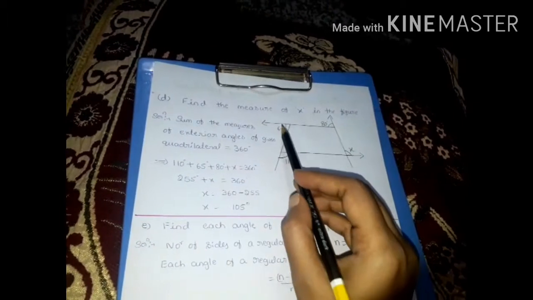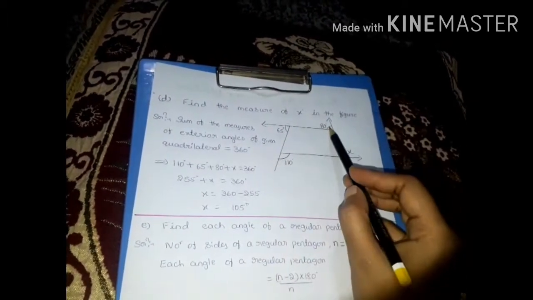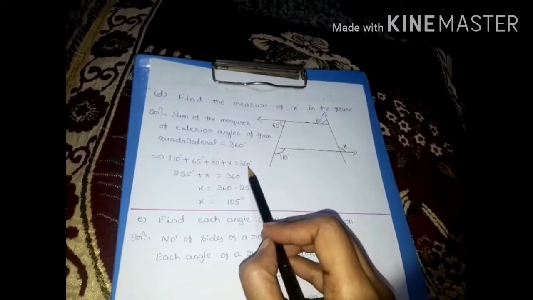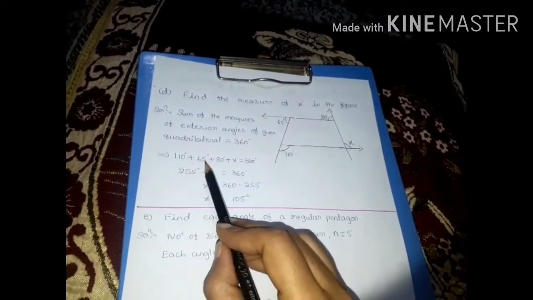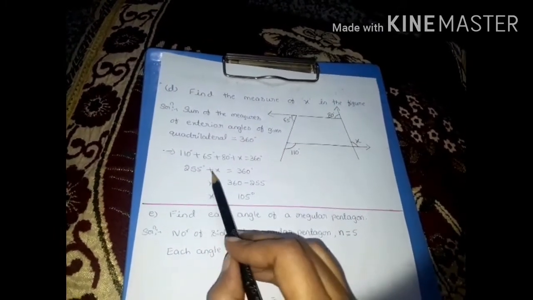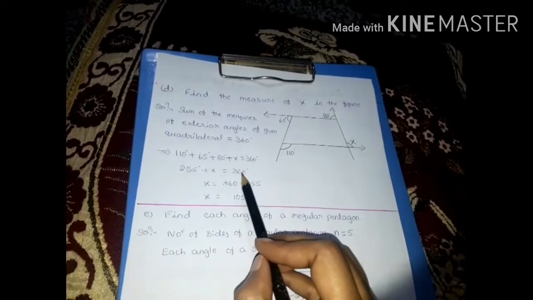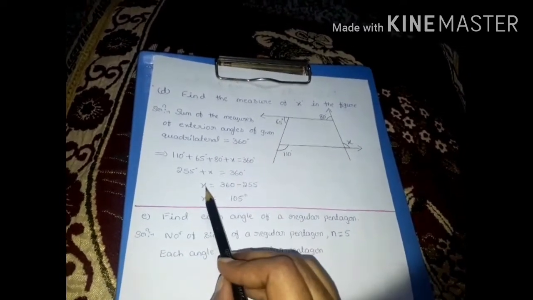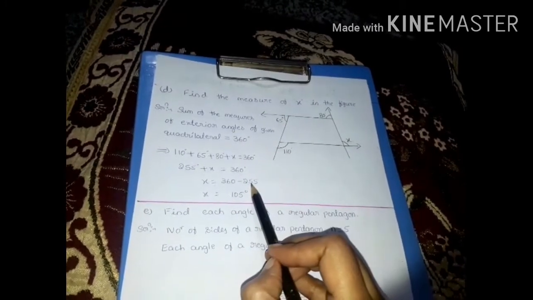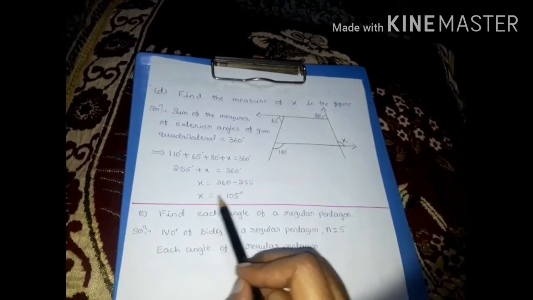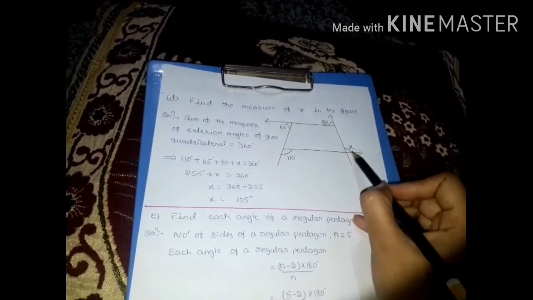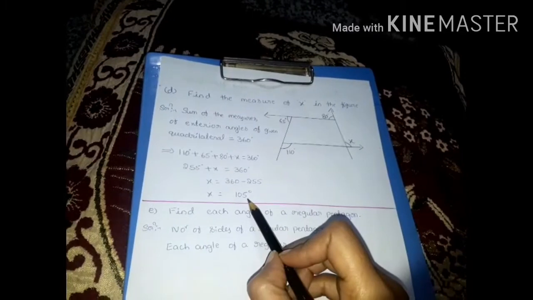110 degrees plus 65 degrees plus 80 degrees plus x degrees is always equal to 360 degrees. Here 110 plus 65 plus 80 is equal to 255, plus angle x, write as it is, equals 360 degrees. x value you have to find. x equals 360 minus 255. x value will be 105. The x value, the exterior angle of this figure, is equal to 105.